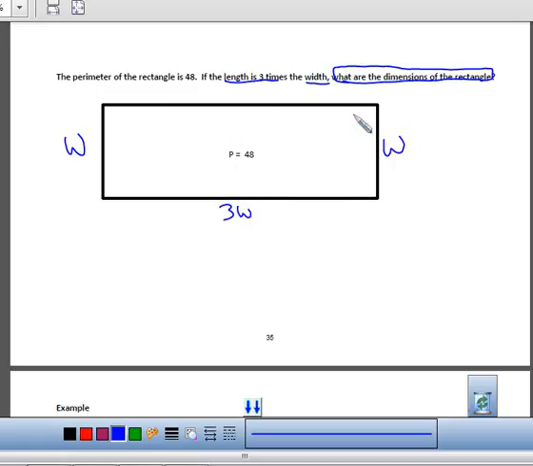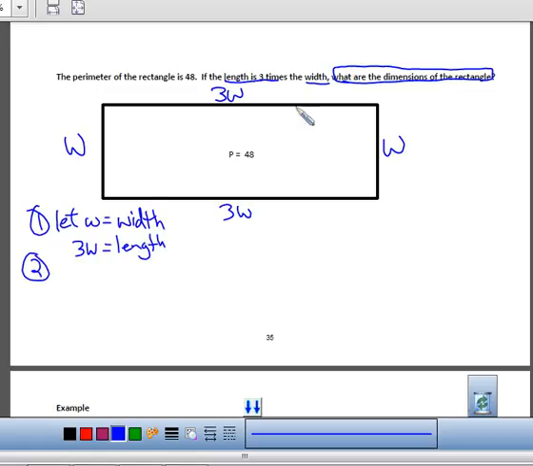Now go ahead and label all your sides. Okay, now remember, for word problems, the first step is to declare your variables. So I'm going to let W equal the width. So 3W is the length. Second step, make an equation. So I add up all these sides, and I know my perimeter is 48. So I have W plus W plus 3W plus 3W equals 48.